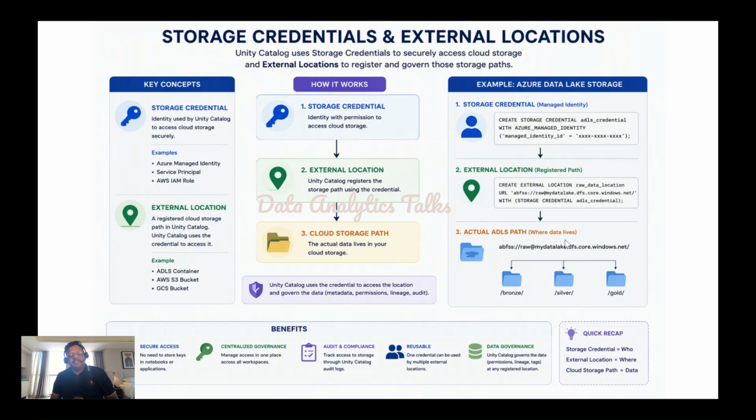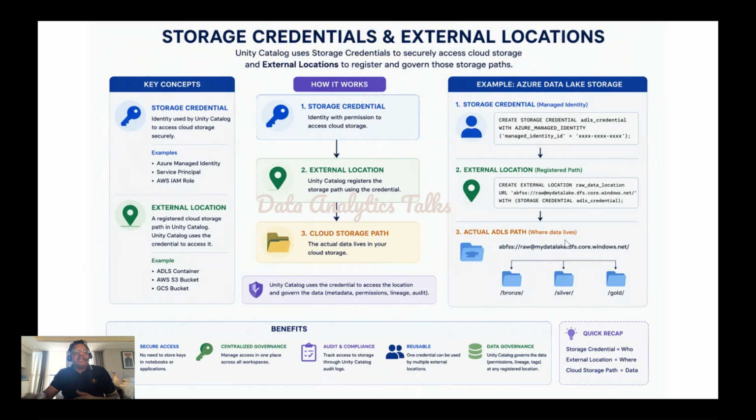Welcome back. Now let us understand two very important Unity catalog concepts. They are number one, storage credential, number two, external locations. They are fundamental when working with Databricks or Unity catalog. Now these two components work together to allow Unity catalog to securely access cloud storage while maintaining centralized governance and security.